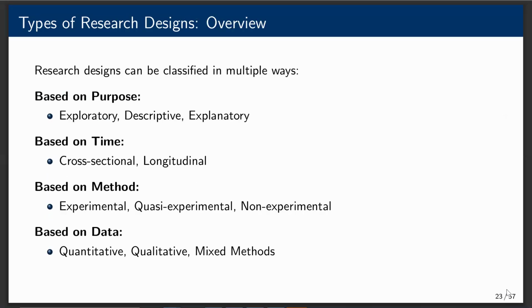So what are the different types of research design? Research design can be classified in multiple ways based on the purpose. It can be exploratory, descriptive and explanatory. Then based on the time, it might be cross-sectional or longitudinal. Based on the method, it could be experimental or quasi-experimental or non-experimental. Then based on data, it could be quantitative or qualitative or mixed methods.